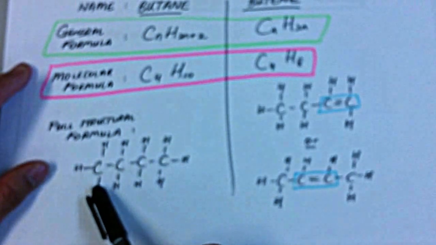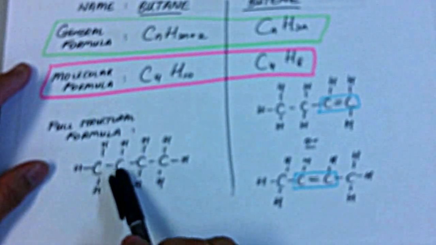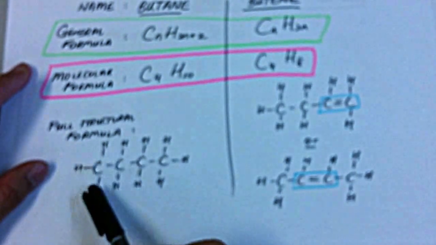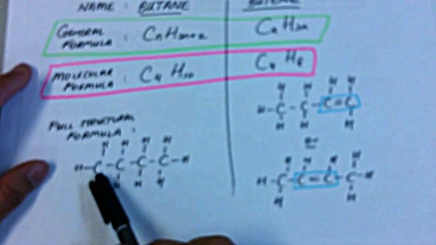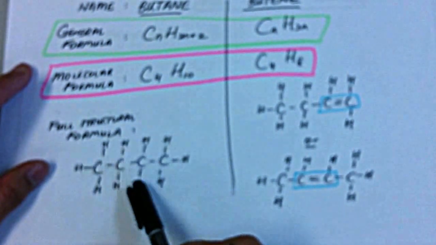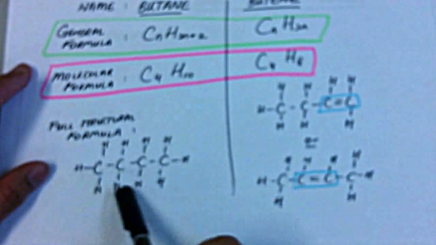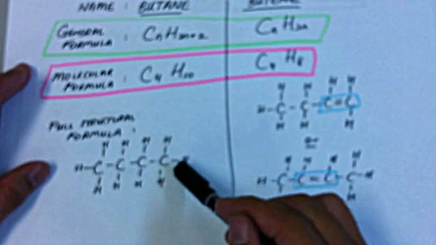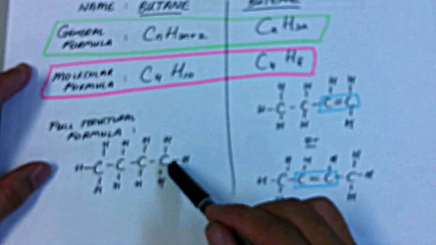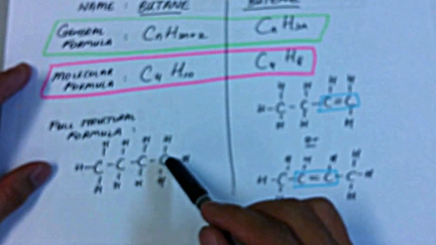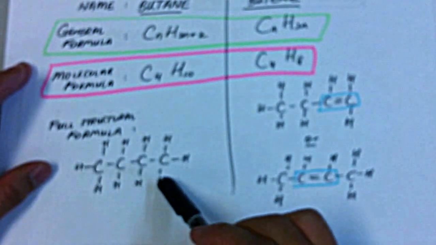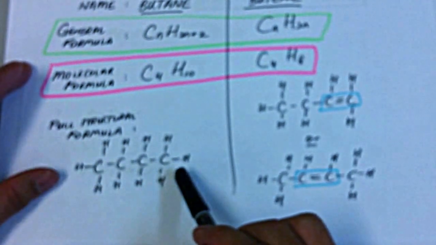Now there's another form that you can represent it by. It is the full structural formula. The full structural formula for butane: you draw 4 carbons, 1, 2, 3, 4, and each carbon has 4 lines, 4 single bonds. The special property about alkanes is all single bonds, and because they have hydrogen and carbon, they are known as hydrocarbons. And because they have single bonds, they are known as saturated hydrocarbons.